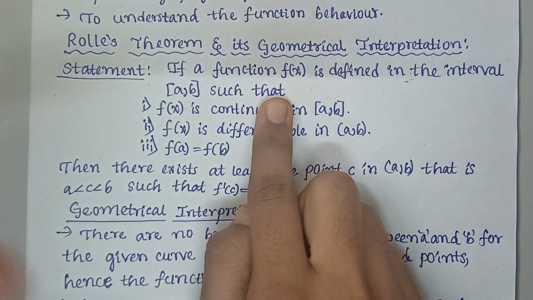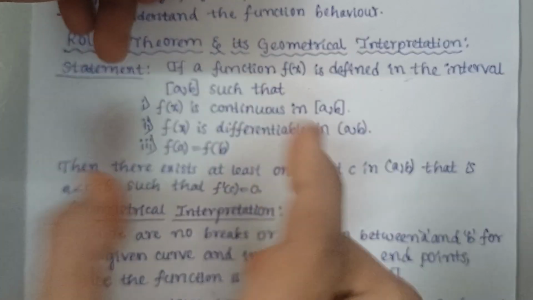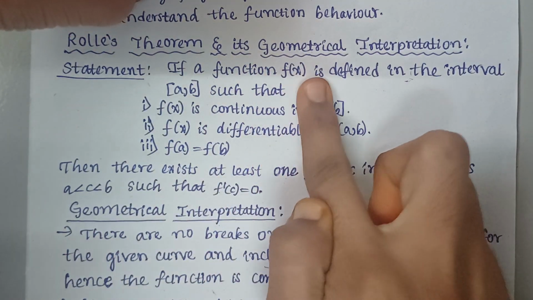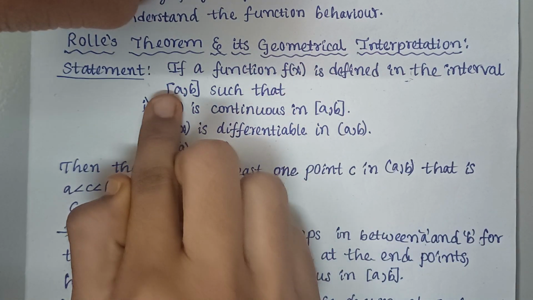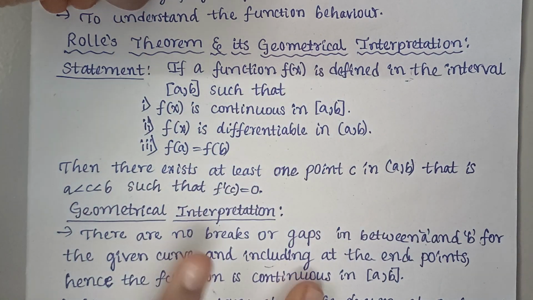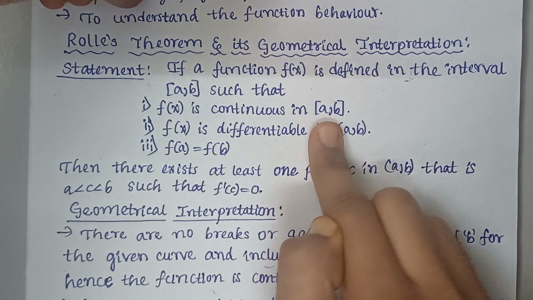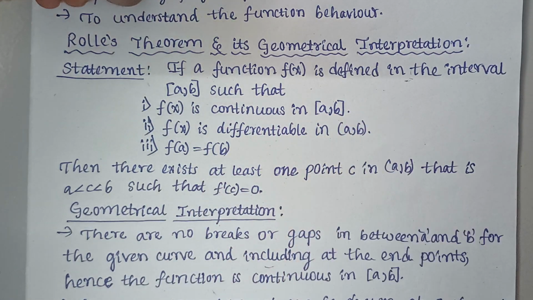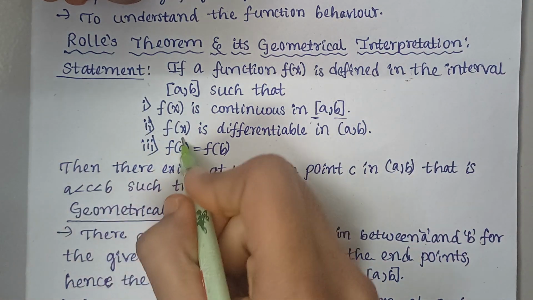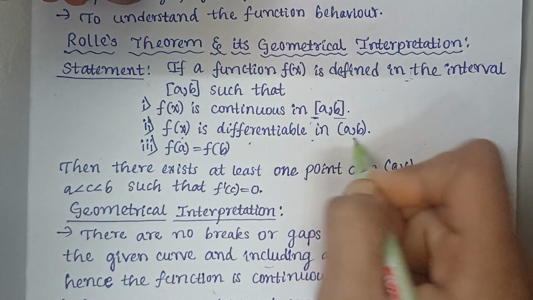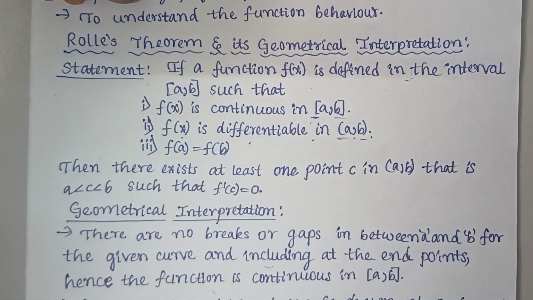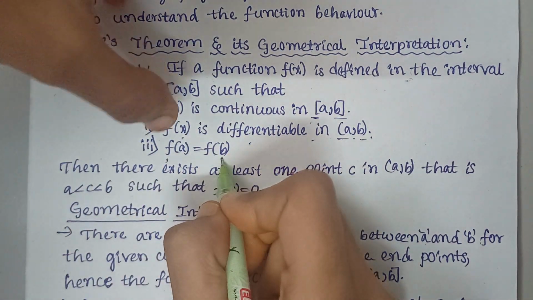Firstly, if a function f of x is defined in the closed interval a comma b, here we are considering a function named f of x, such that the first condition is f of x is continuous in closed interval a comma b. The second point is f of x is differentiable in open interval a comma b. And the third condition is f of a is equal to f of b.